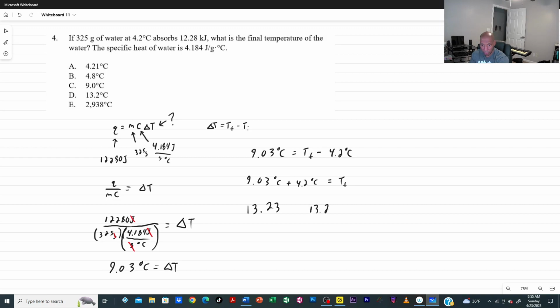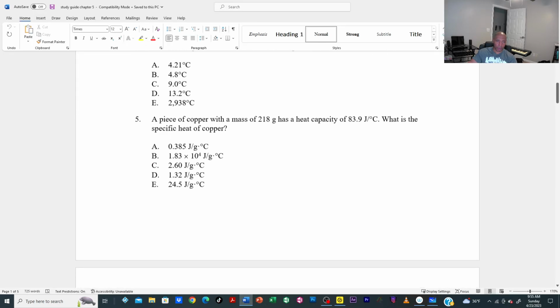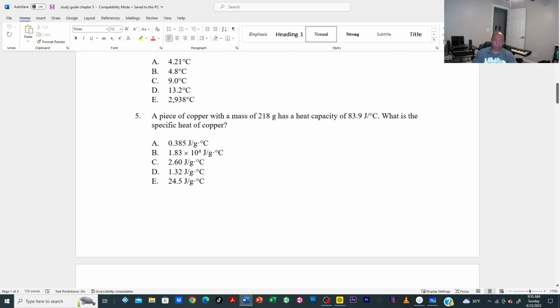So 9.03 plus 4.2 is going to give you 13.23, but we're going to round this to 13.2 degrees Celsius is equal to T final. So let's go ahead and find that. 13.2 corresponds to D, doesn't it? Okay, so the answer to number 4 is D.